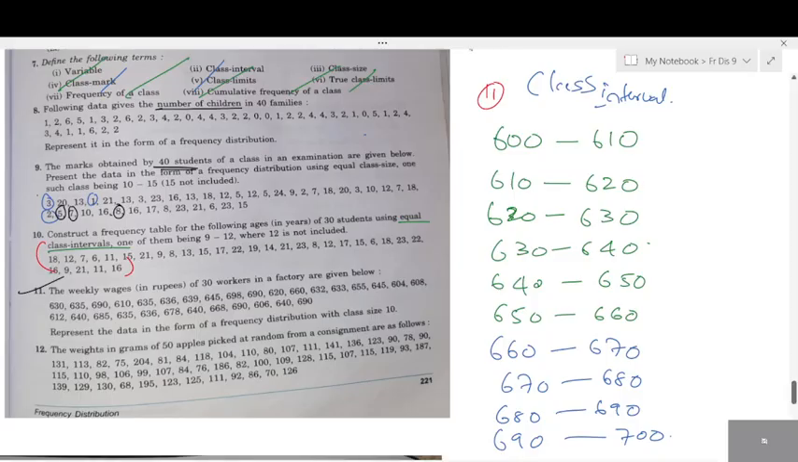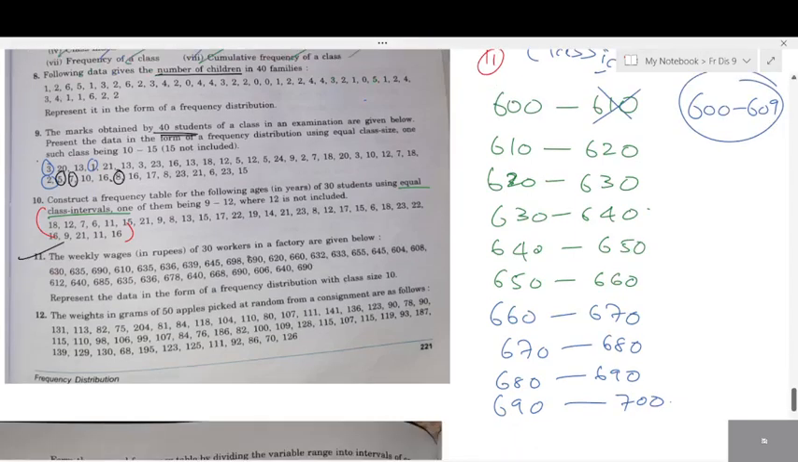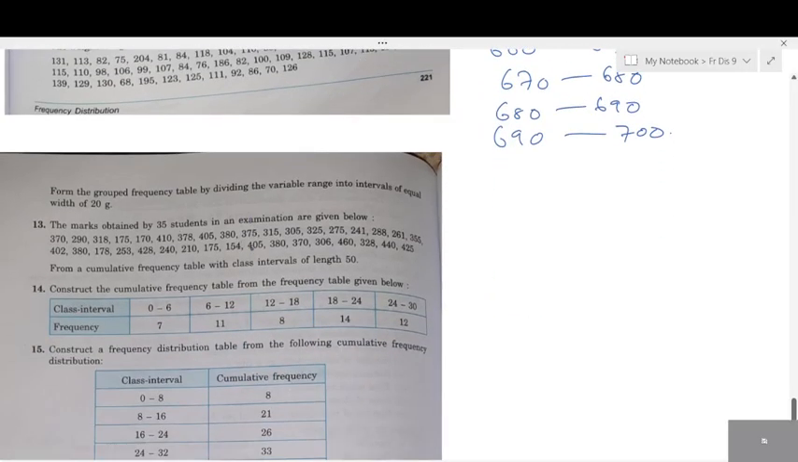So what value will you consider for the first one, from 600 to 610? You just consider from 600 to... Complete this table. One minute. 12th one, just a minute.